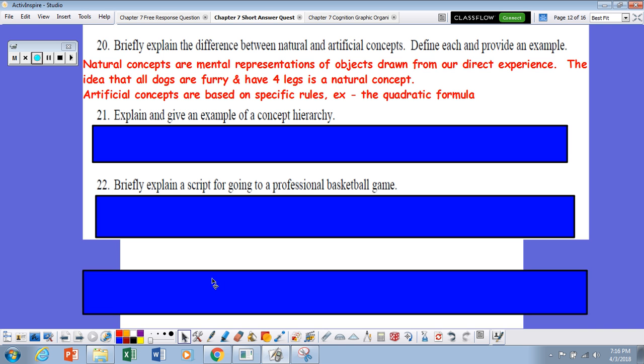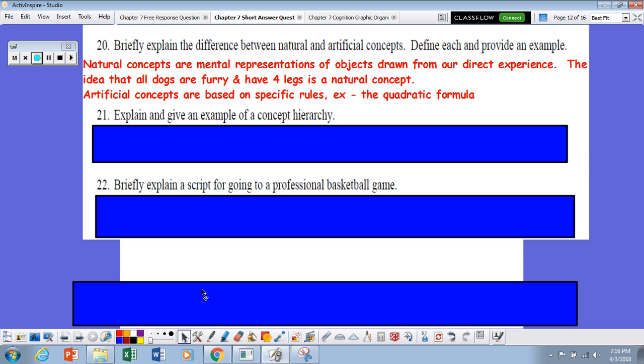Natural concepts are mental representations of objects drawn from our direct experience, and the idea that all dogs are furry and have four legs is a natural concept. Artificial concepts are based on specific rules, like the quadratic formula.